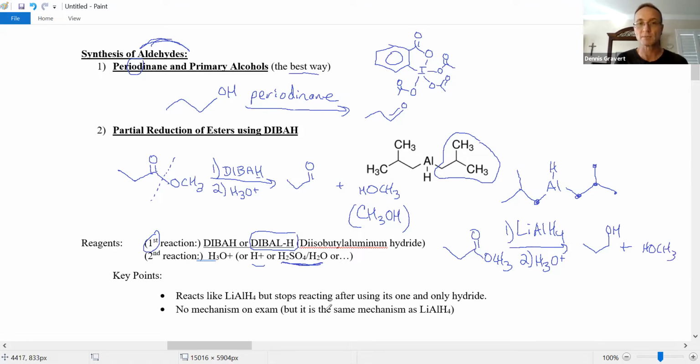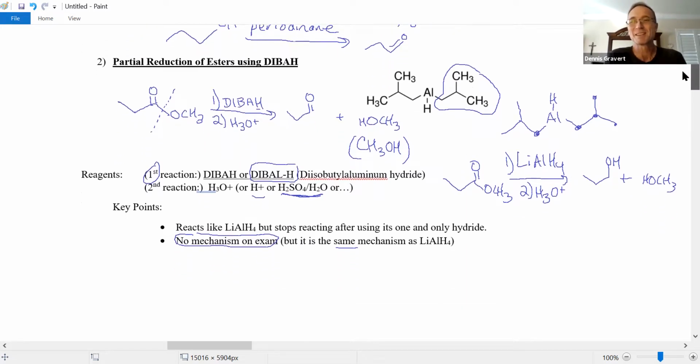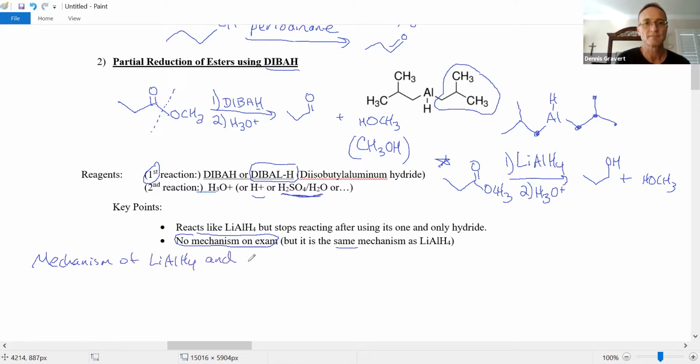Let's review the mechanism, although you don't have to know the mechanism. Okay, you don't. That's what it says. But it happens to be the same one. Some of you find value in knowing the mechanisms because it helps you predict products. I do too. So let's run through the mechanism for lithium aluminum hydride, and we'll get a better understanding of what this DIBAH is doing here. Okay, so the mechanism of lithium aluminum hydride and esters.